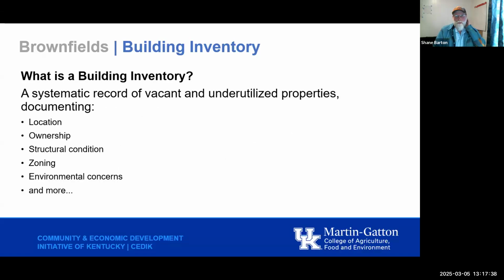Okay. But what is a building inventory, right? What are we actually talking about here? In general, what we're really talking about is some systematic process or record of vacant or underutilized properties that typically documents a couple broad categories, right? Where's it at? Who owns it? What condition is it in? What's the current zoning? That impacts what could be developed there later. Are there any environmental concerns, and so forth?